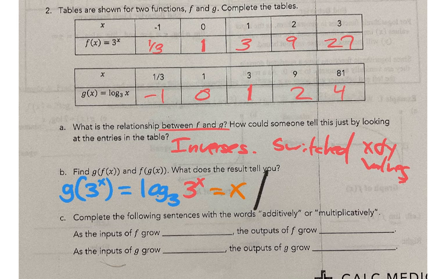What if I had f of g of x? So this would be f of log base 3 of x. So what was f originally? F was 3 raised to the x. But now instead of saying x, I'm going to say log base 3 of x.